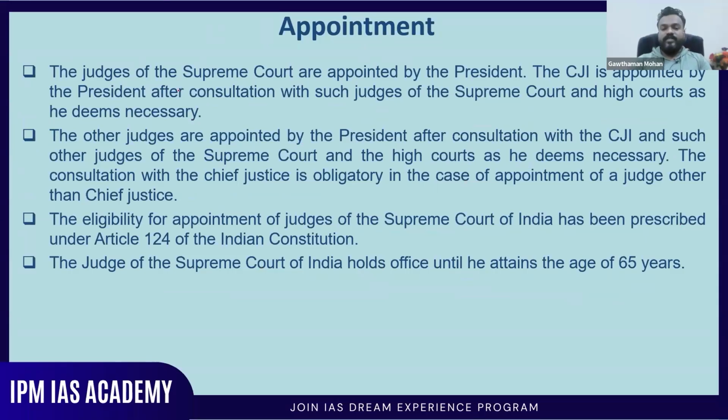Now, how is the appointment actually conducted? The judges of the Supreme Court are appointed by the President. The CJI is appointed by the President after consultation with such judges of the Supreme Court and High Courts as he deems necessary. The other judges are appointed by the President after consultation with the CJI, Chief Justice of India, and such other judges of the Supreme Court and High Courts as he deems necessary. The consultation with the Chief Justice is obligatory in the case of appointment of a judge other than Chief Justice. The eligibility for appointment of judges of the Supreme Court of India has been prescribed under Article 124 of the Indian Constitution.